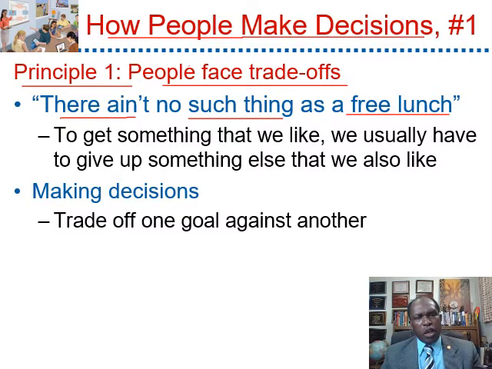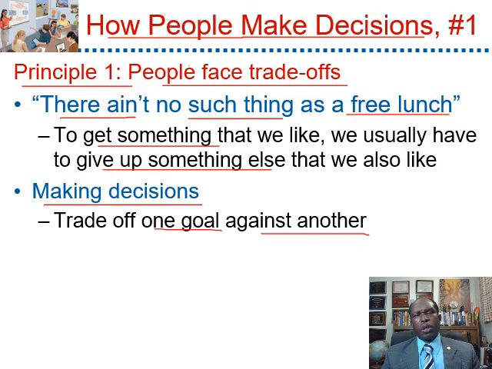to get something in an economy, you have to pay for it. If you don't pay for it, someone else has to pay for it. There is no free lunch. So this means to get something, you must give up something else. The process of making decisions consists of trading off one goal against another.